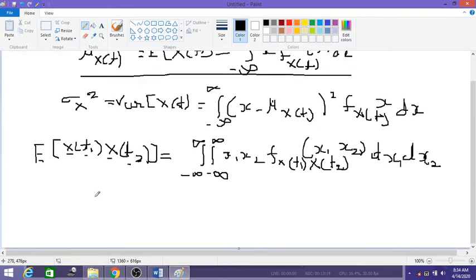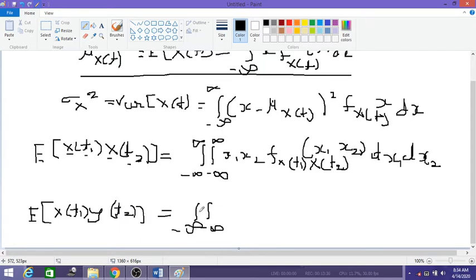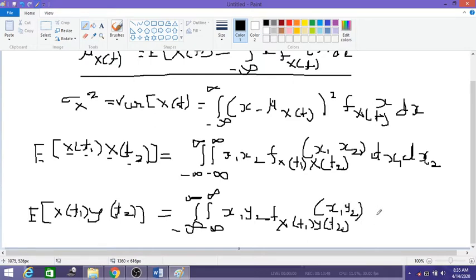Now if we represent this in terms of two different random variables, then it is the expectation of x of t1 and y of t2, which is equal to the integral again from minus infinity to plus infinity of x1 y2 into f x of t1 y of t2, that is of x1 y2, into dx1 with dy2. So this is the expectation for two random processes at different time instances.